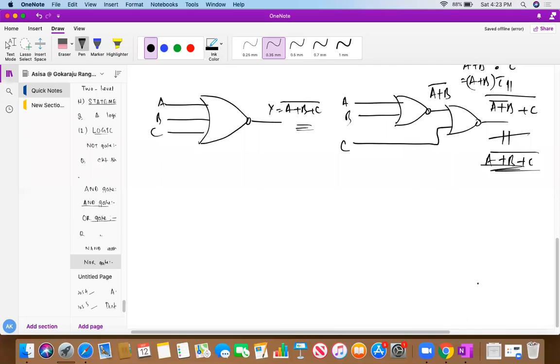Next, unused input. The unused input of a NOR gate can be connected similar to the OR gate. Very simple. I'm not going to explain much about it. We have seen many unused input cases in the previous class. So the unused input in a NOR gate can be connected similar to the OR gate.